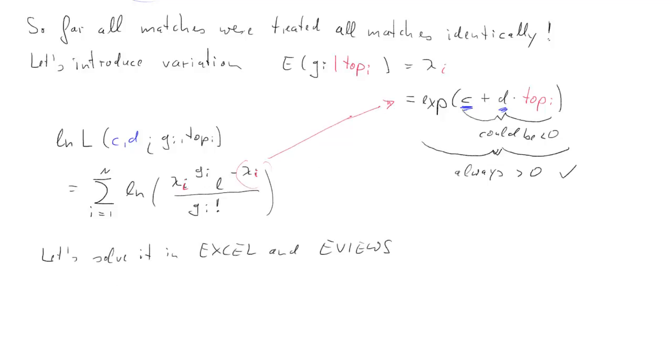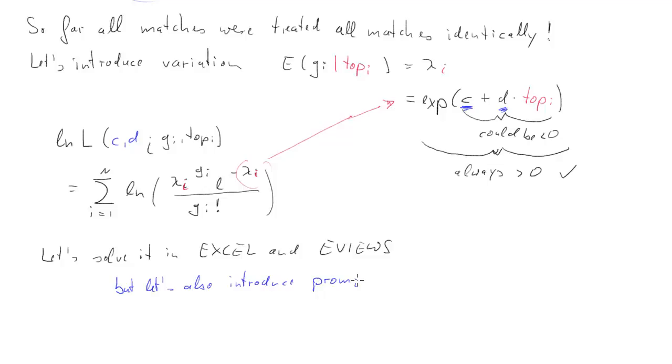So let's do this in Excel again, and then later in eViews. But before we do that, let's also introduce two extra variables. Apart from the top, we'll also introduce a variable prom i, that is whether a match involves a promoted team.